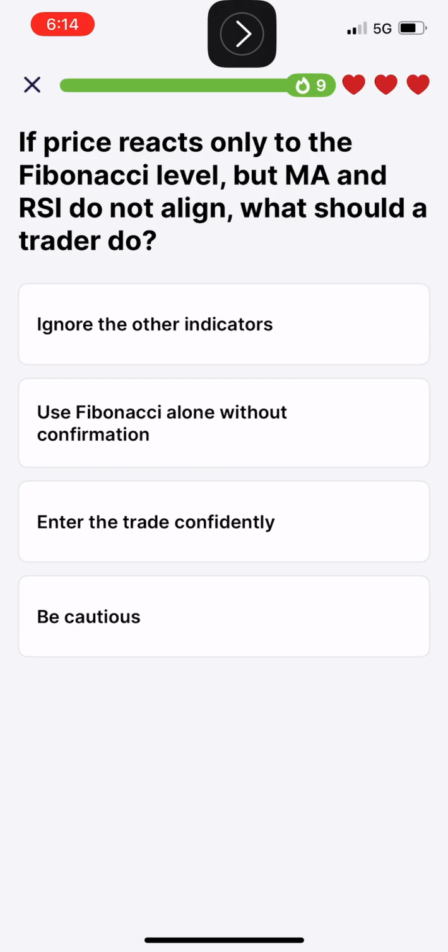Nine. If price reacts only to the Fibonacci level, but MA and RSI do not align, what should a trader do? Ignore the other indicators. Use Fibonacci alone without confirmation. Enter the trade confidently. Be cautious.